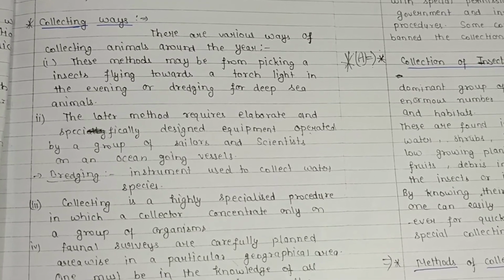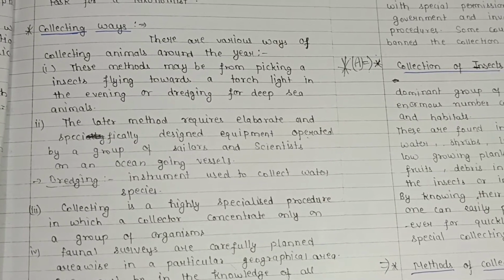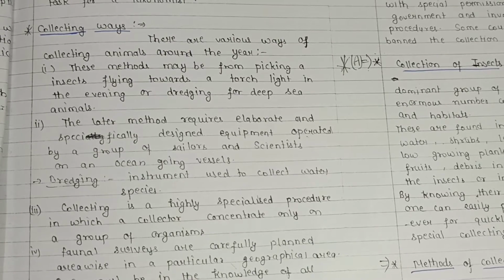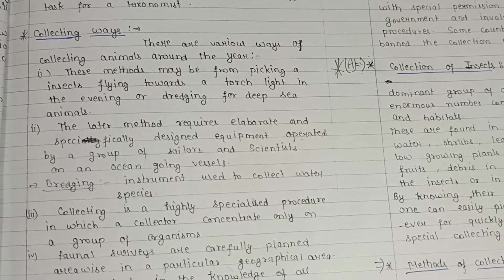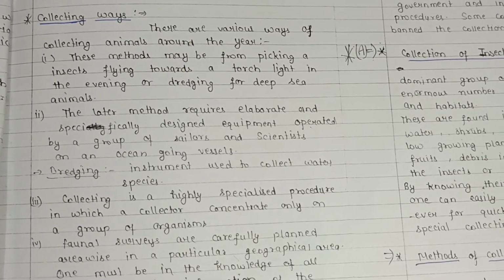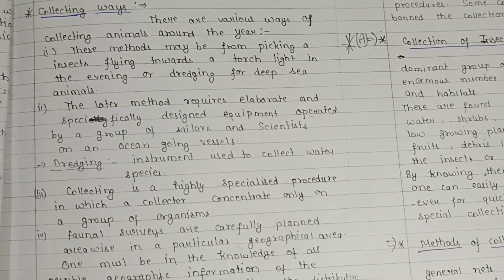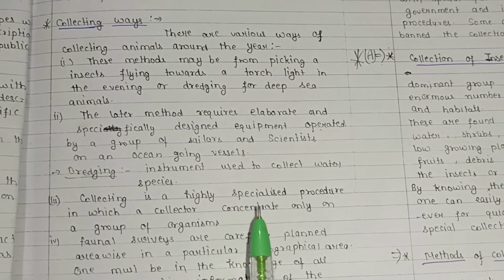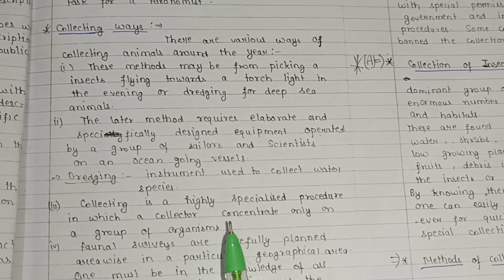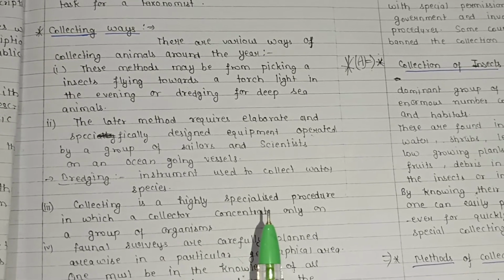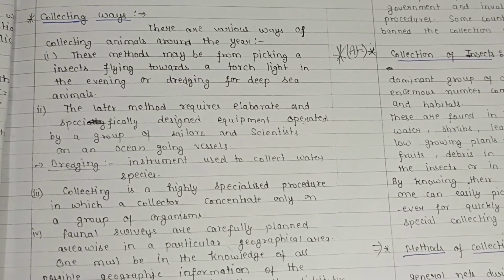Then the latter method requires elaborate and specifically designed equipment operated by a group of sailors and scientists on ocean-going vessels. So much expertise is required if we are going to capture a deep sea animal. Dredging is basically an instrument that is used to collect aquatic species. Then collecting is a highly specialized procedure in which a collector concentrates only on a group of organisms. That is, a scientist or a collector should concentrate only on a single group of species and not on several, as it will lead to disturbance in the work. That is the collection purpose.